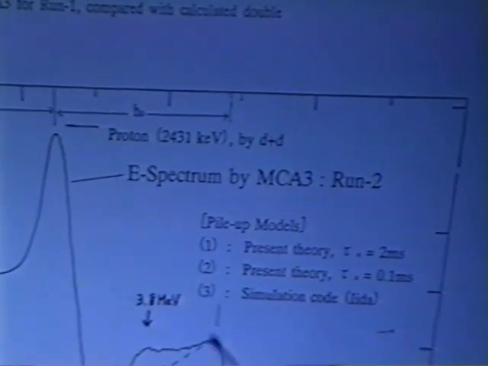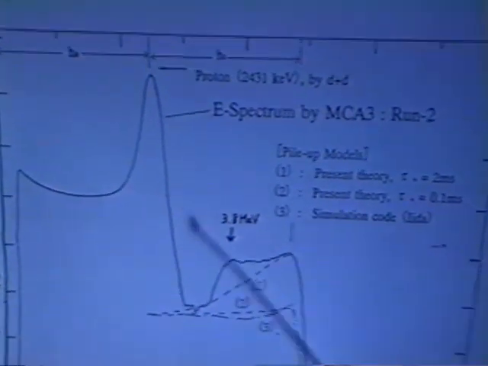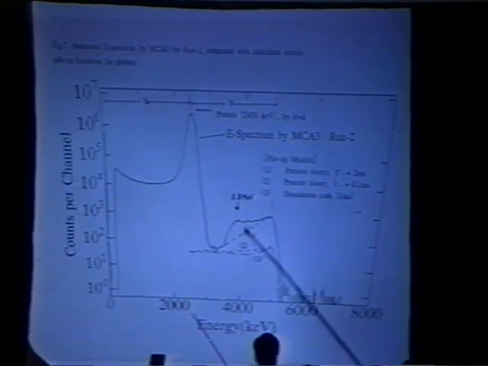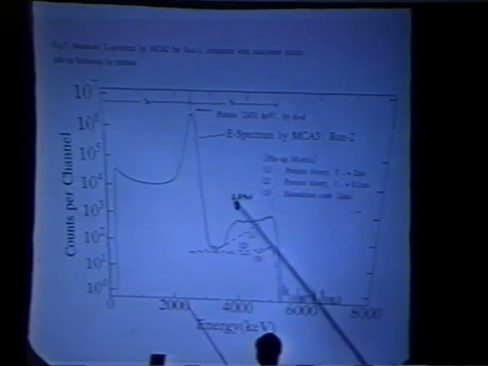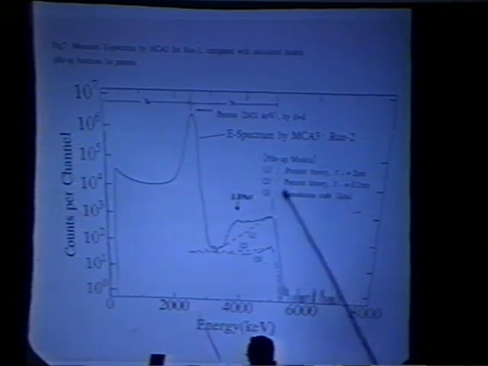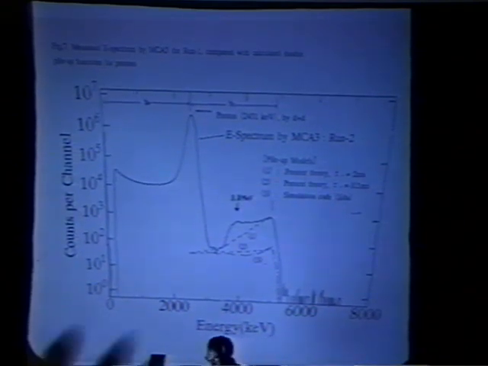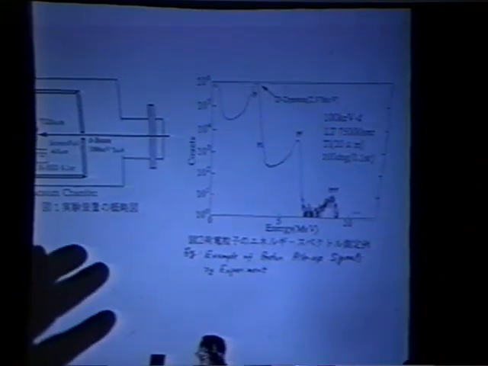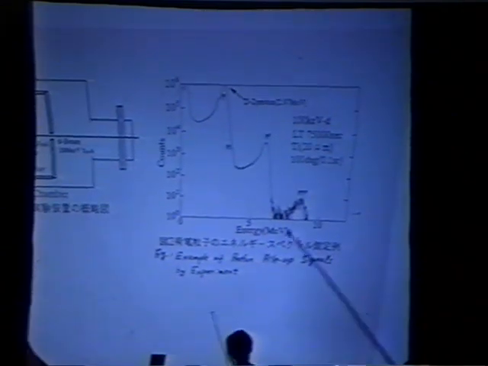And then we have a double pileup signal like this usually when the count rate is high. However, sometimes we see this kind of strange shoulder. And in this case we identified it as triton, in this case 3.8 MeV. This coincides with the estimated energies in the design. However, we have to be careful about the pileup signal distribution function like this.